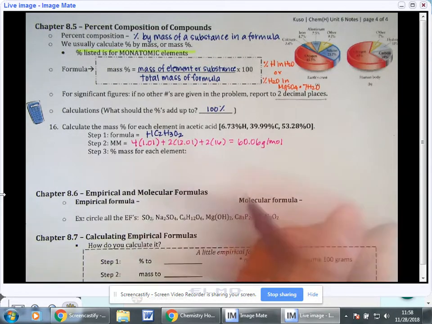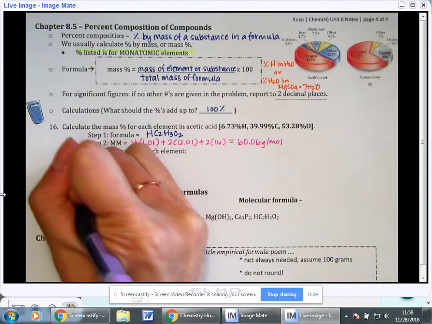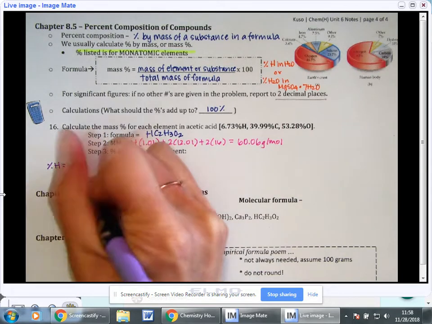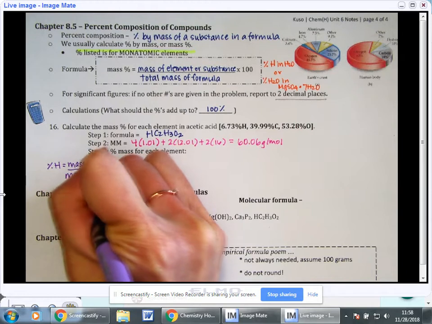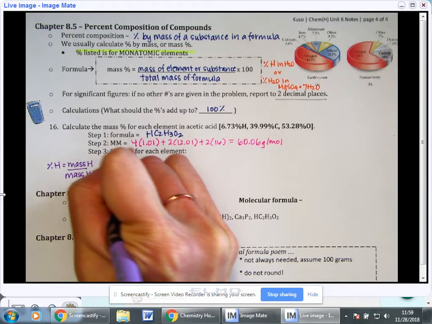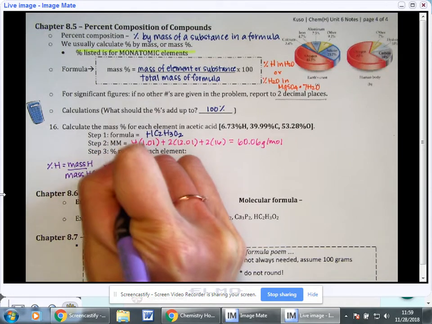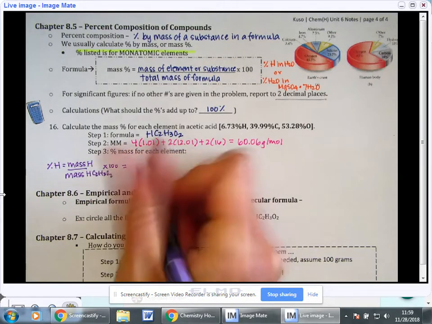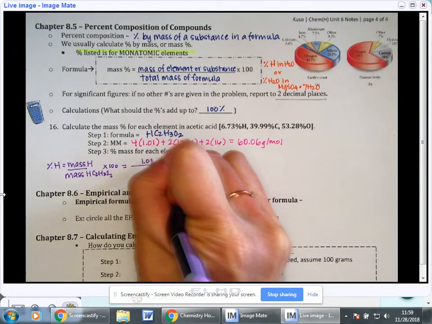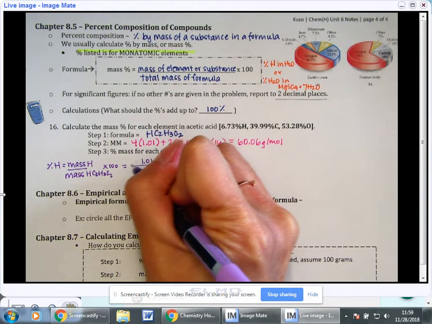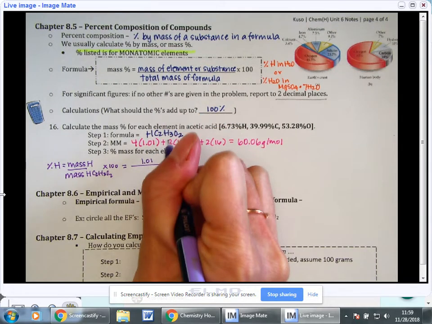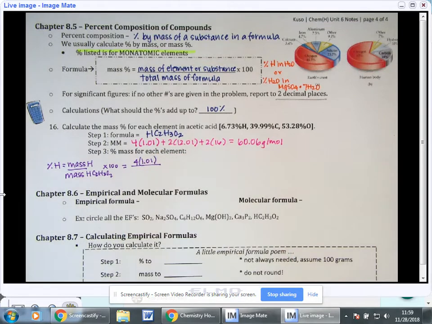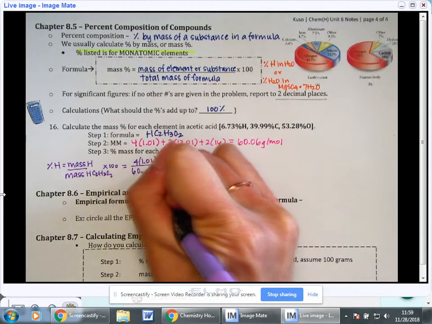I'll start with hydrogen first. With hydrogen, I'll do percent H over here, and it's supposed to be the mass of hydrogen divided by the mass of acetic acid multiplied by 100. And when we're talking about the mass of hydrogen, we're not looking at just the monatomic hydrogen. We're looking at how much hydrogen is in the entire acetic acid, and there are a total of 4. So I'm going to do 4 times 1.01 divided by 60.06.